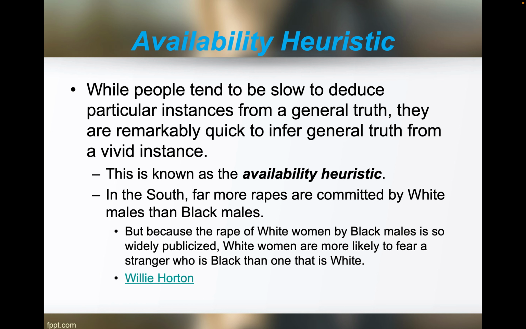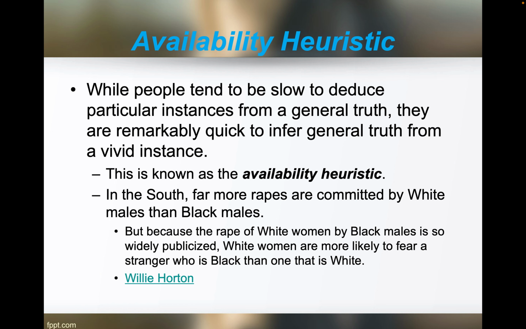While people tend to be slow to deduce particular instances from a general truth, they're remarkably quick to infer general truth from a vivid instance. This is known as the availability heuristic.